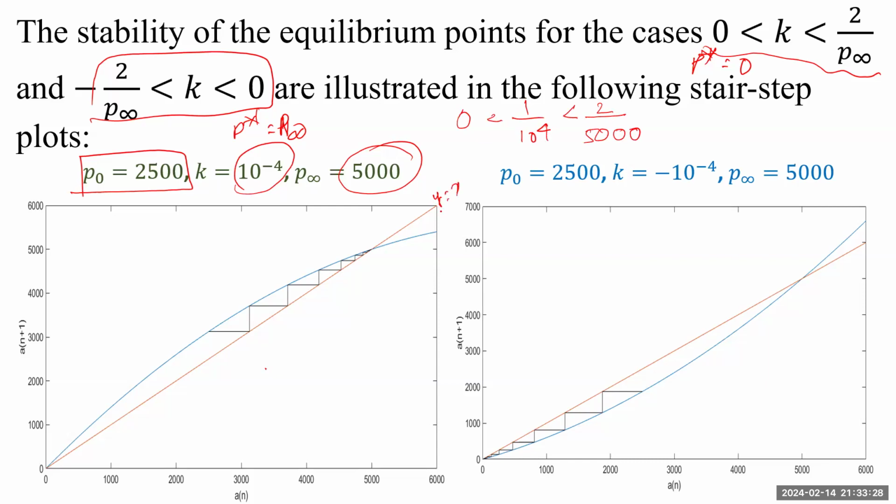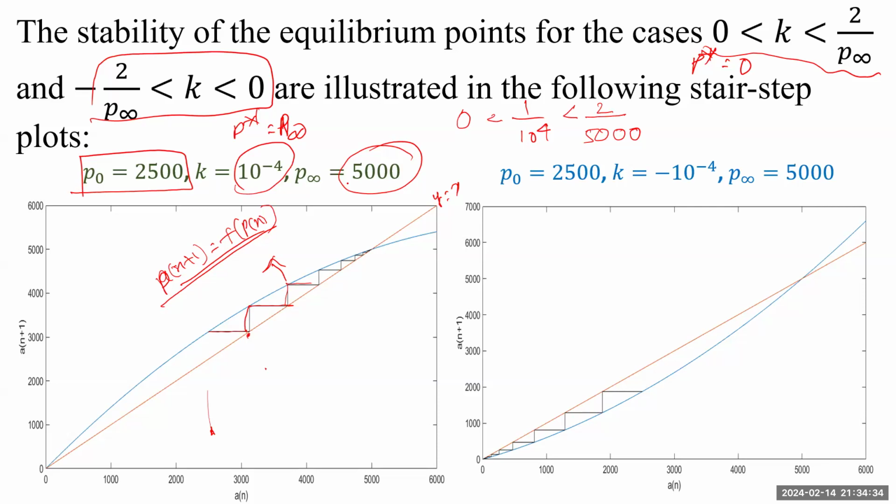This is your y equals x, and this is your solution p of n plus 1 equals f of p of n. So where is your initial point, right? Your initial point lies at 2500. See, the horizontal line touches the y equals x line. Again, draw the vertical from this point to here, and again we need to draw the horizontal and vertical lines, moving towards p infinity, right? That is p infinity equals 500.